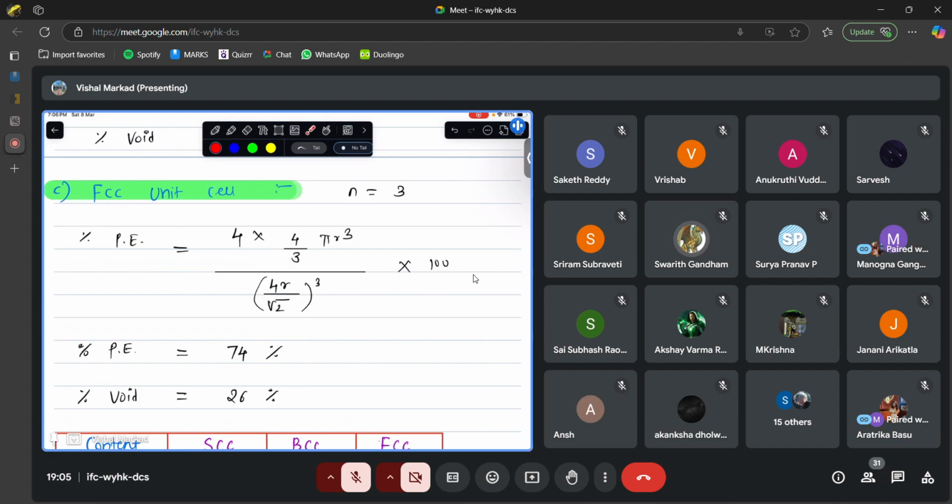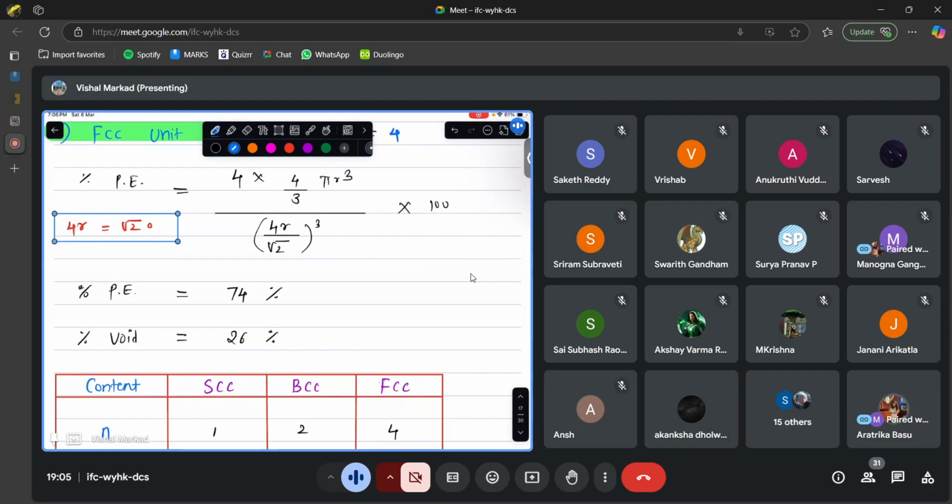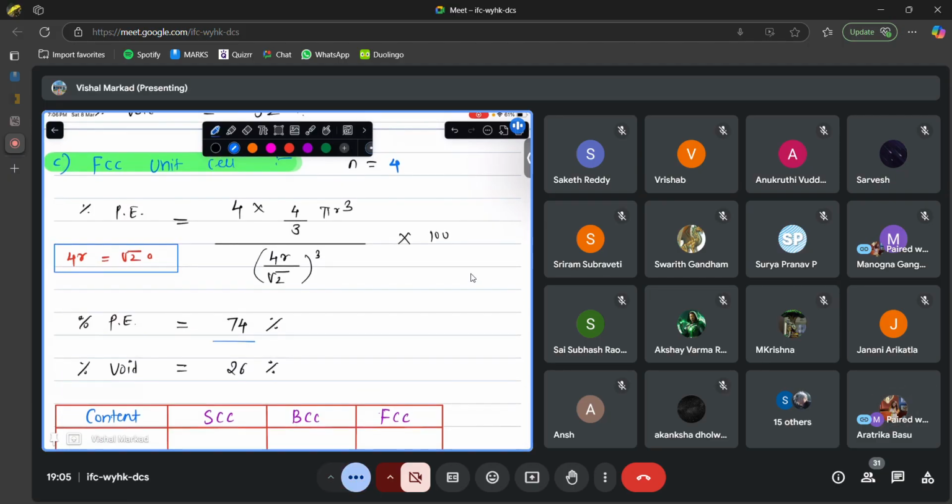What is the value of n in case of FCC? 4, right? So that 4 value I can put here into 4 by 3 pi r cube. Now, what is the relation in case of FCC? Again 4r equal to root 2a. It is easy to remember. In the previous case, how much was it? 4r equals root 3a. And here, 4r equals root 2a. So even if you solve it here, you will get 74% packing efficiency.